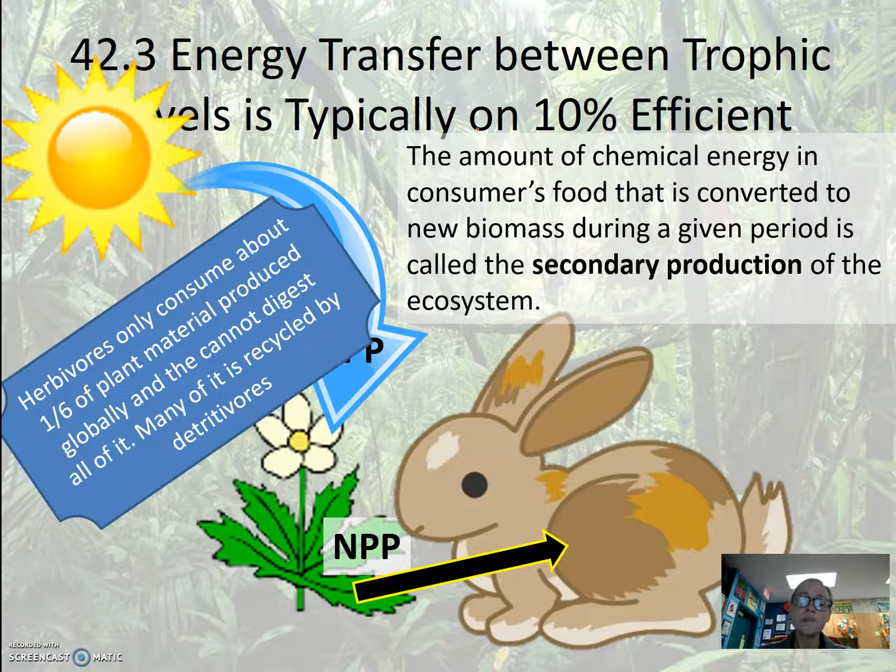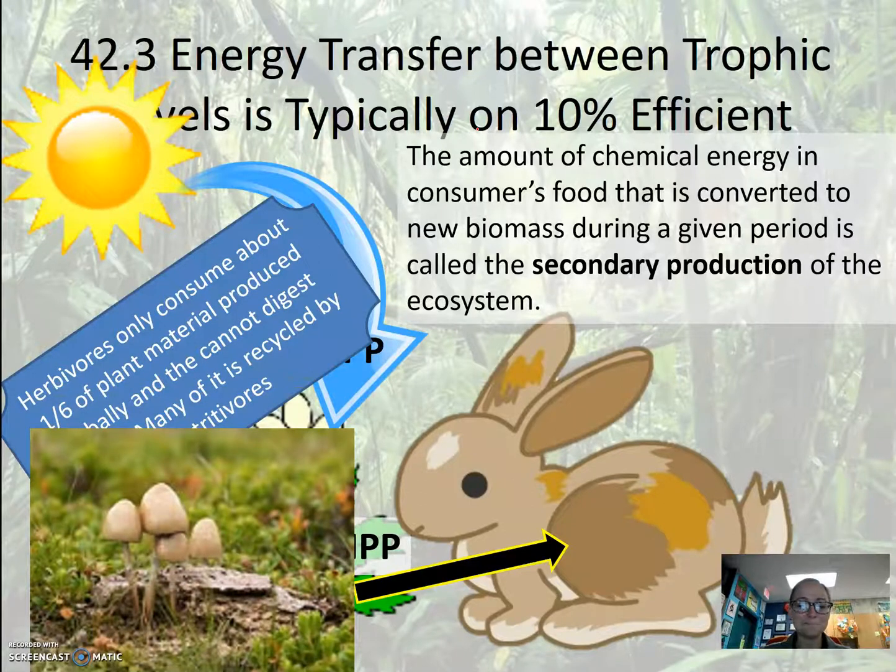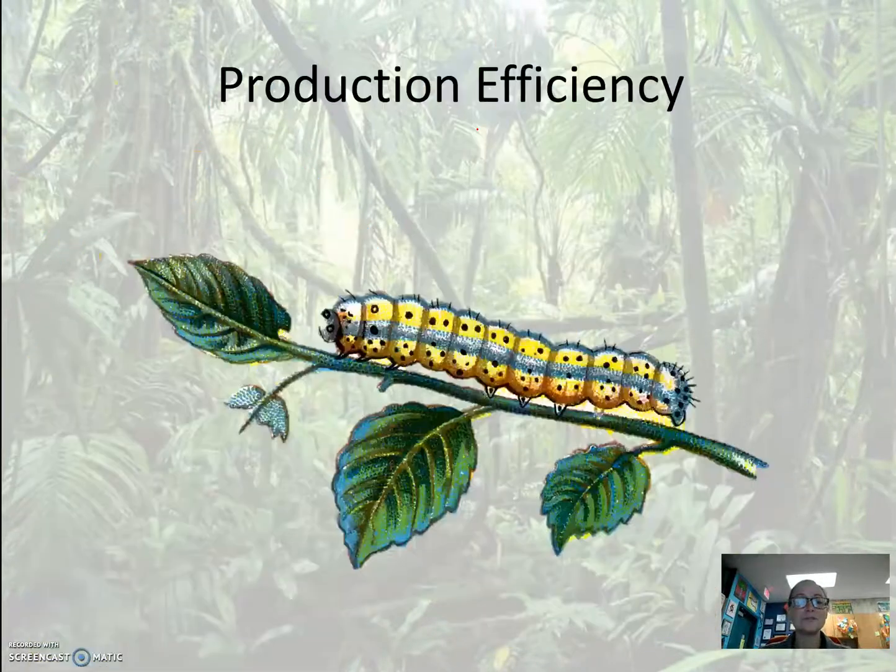Herbivores only consume about 1/6 of the plant material produced globally, but they cannot digest all of it. When we look at cellulose in plant cell walls, that's not digested. That's not free energy for the rabbit. So that would go to detritivores, which are organisms that feed on dead and decaying material. They're kind of like decomposers, but not totally. So you're going to have a lot of the energy consumed by decomposers.